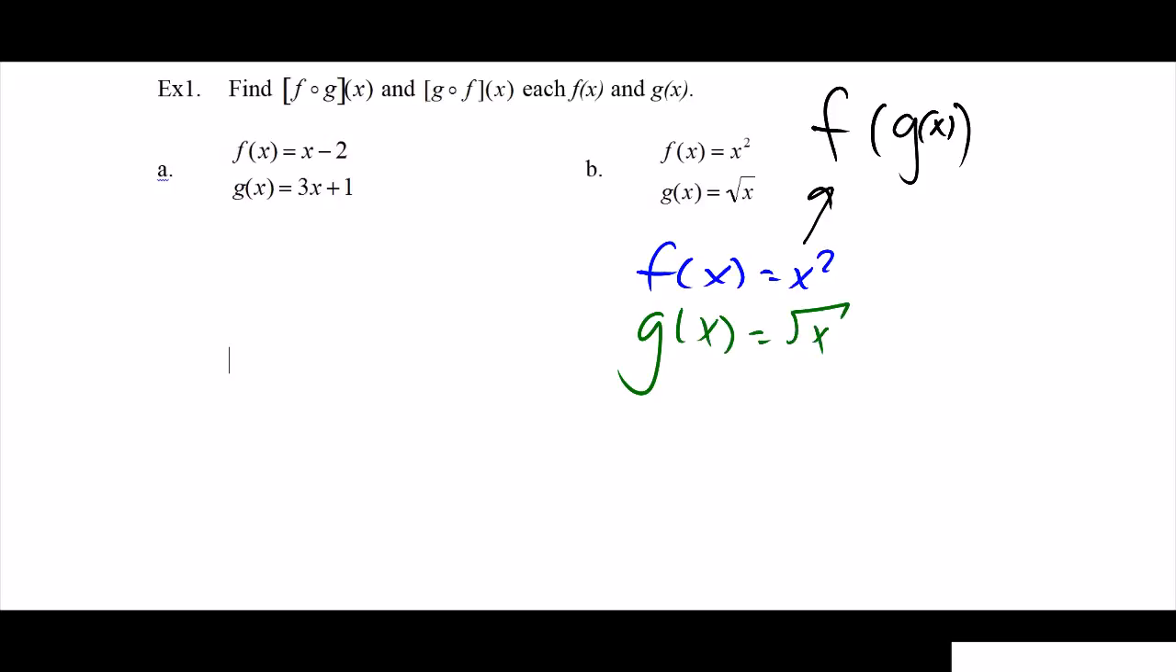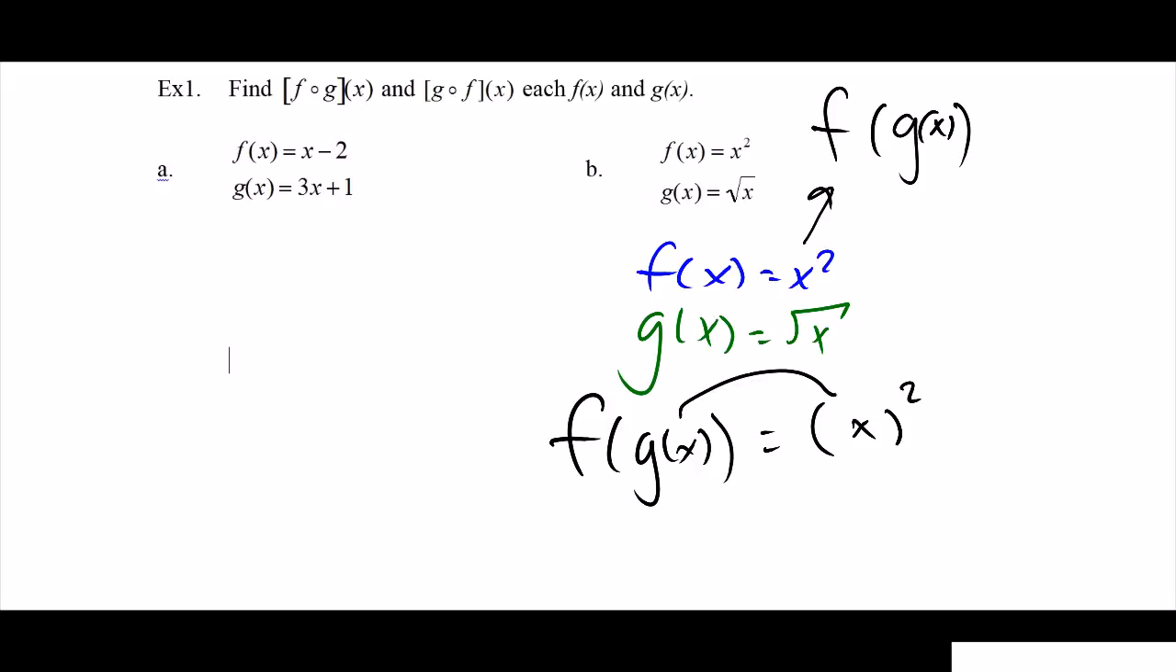So when we take a composition of functions, f of g of x, it is equal to our f function, which is x squared, and we're going to replace our x with g of x. Well, what is our g of x? Our g of x is the square root of x. And now we finish it off. If we square a square root of x, we're just left with x. So f of g of x is equal to x.